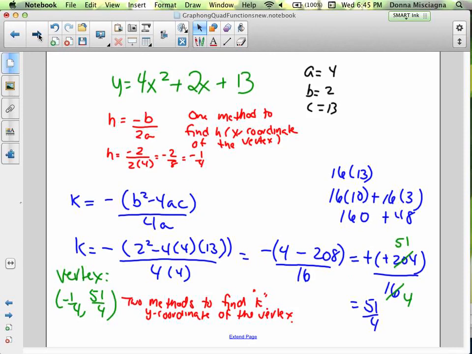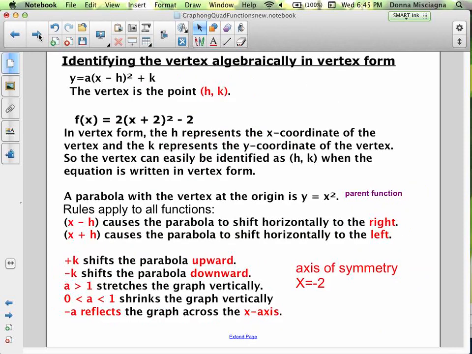Let's look at vertex form. Identifying the vertex algebraically in vertex form: y equals a times (x minus h) squared plus k. The vertex is the point (h, k). So let's look at the equation we found the y-intercept for: f(x) equals 2 times (x plus 2) squared minus 2. In vertex form, the h represents the x-coordinate of the vertex, and the k represents the y-coordinate. So the vertex can be easily identified as (h, k) when the equation is written in vertex form.